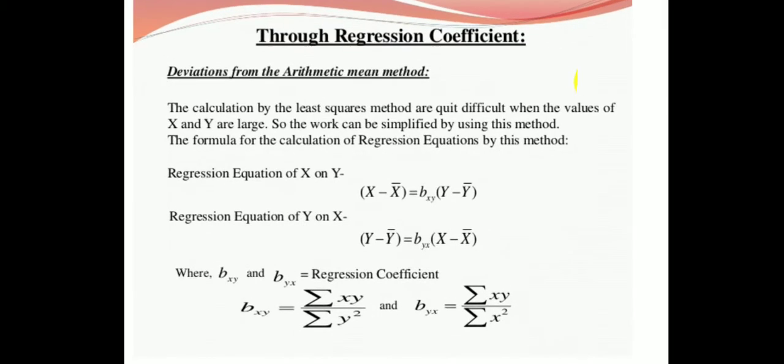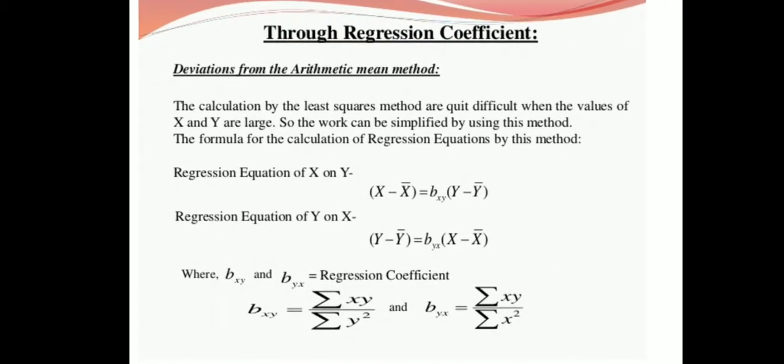The calculation by the least square method is quite difficult when the values of x and y are large. Whenever you have very big or large values, it is very tedious to take the product and square of each value and take the sum also. In such cases, you use the regression coefficient or the deviation from the arithmetic mean. So the work can be simplified by using this method.